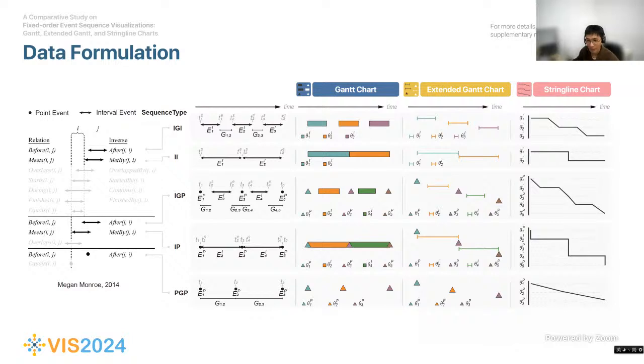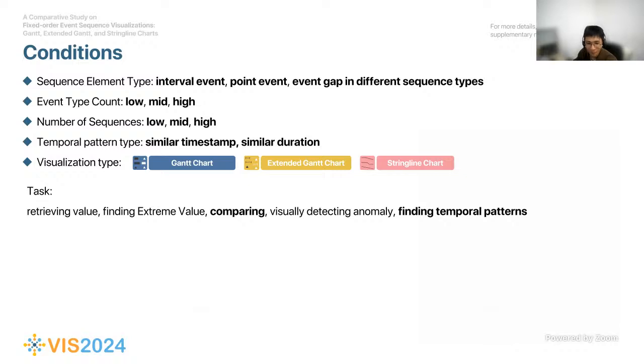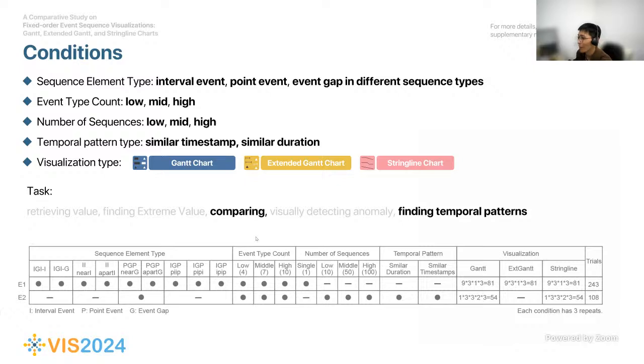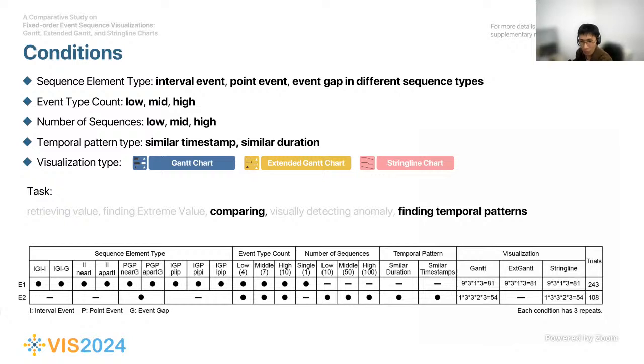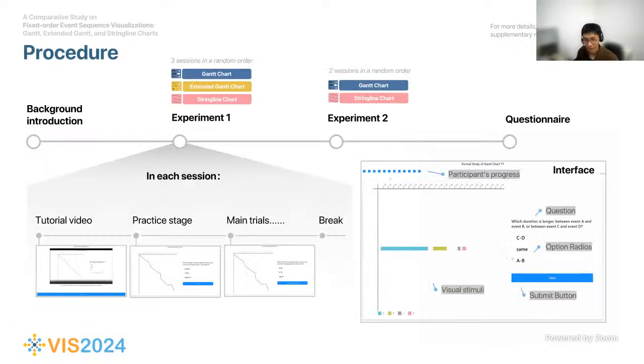So we evaluate the 3 visualizations. As for the conditions, we have a lot to consider, but for more details, please refer to the paper. In conclusion, we have this number of trials in our study. And this is an overview of our experimental procedure and the interface.